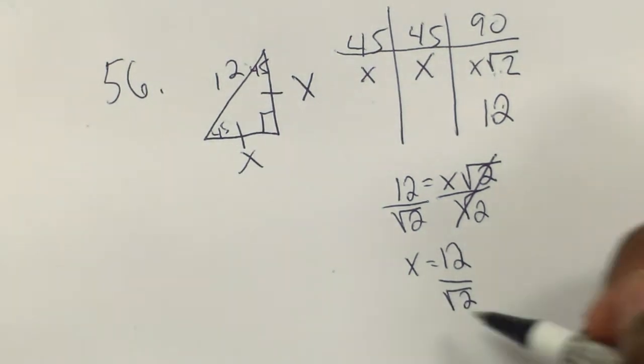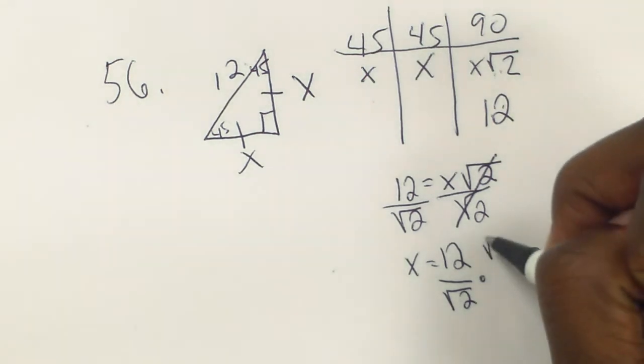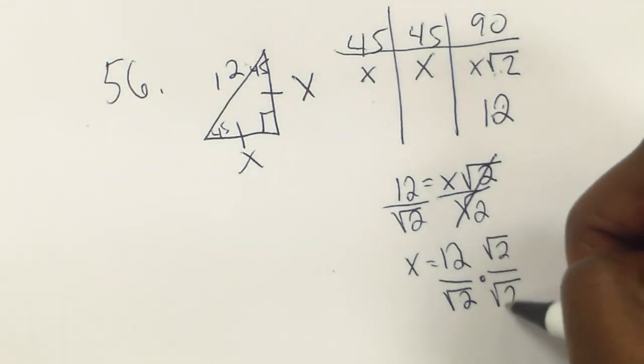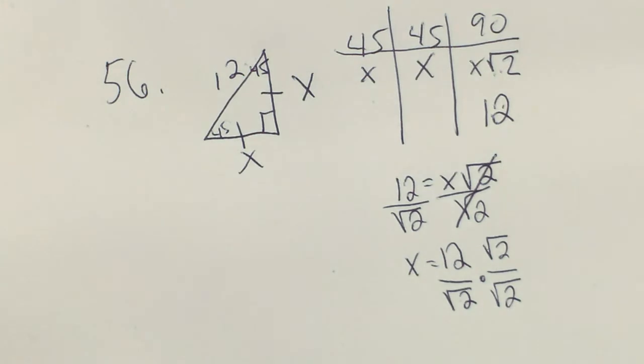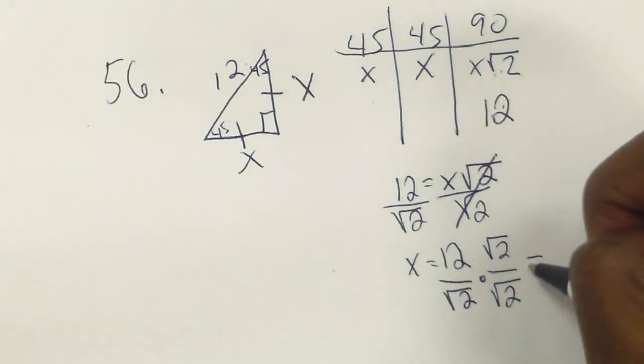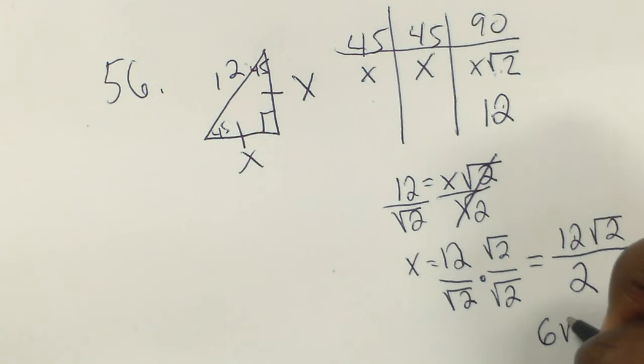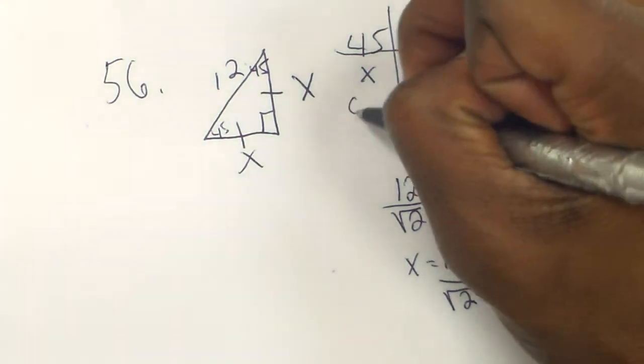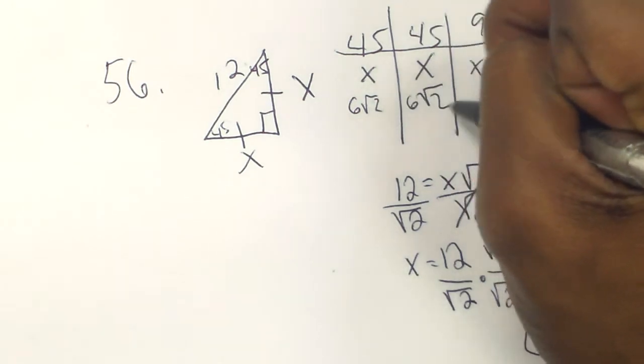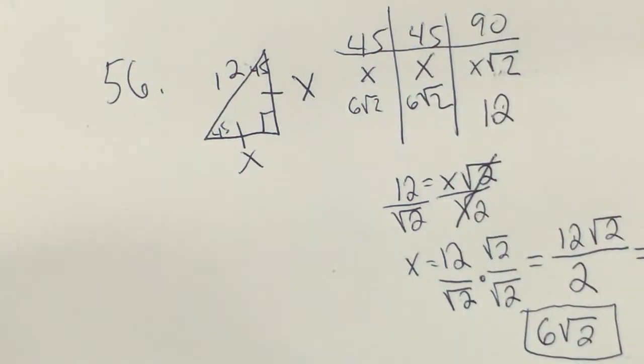With rationalizing, remember you can't have a radical denominator, so multiply the numerator and the denominator by radical 2 over radical 2 because it's equivalent to 1. And so at the top we get 12 radical 2 divided by square root of 2 times square root of 2, which is square root of 4, which is equal to 2. We simplify by dividing 12 by 2, and so our final answer is 6 radical 2 is our x. So each one of those is worth 6 radical 2, and 6 radical 2. And that's the answer for number 56.